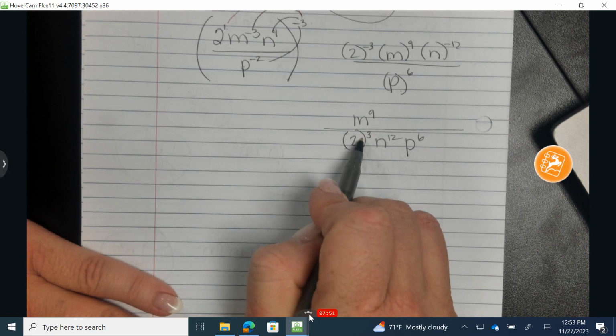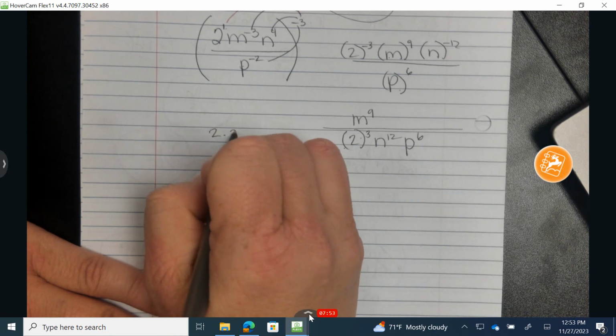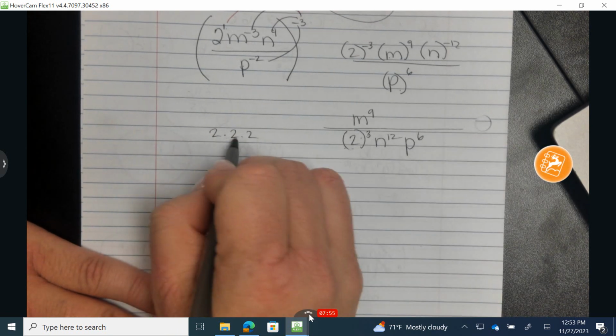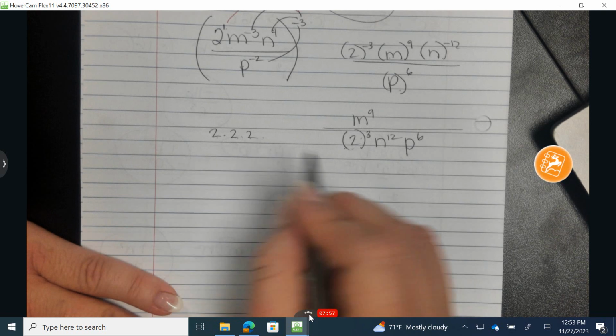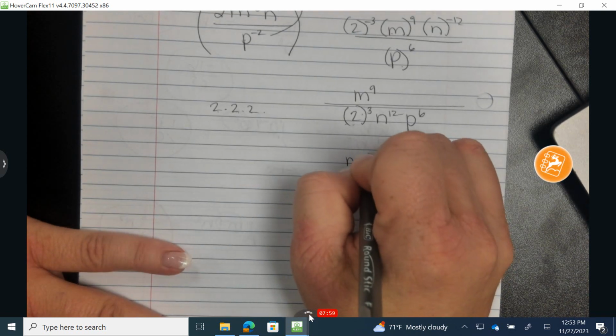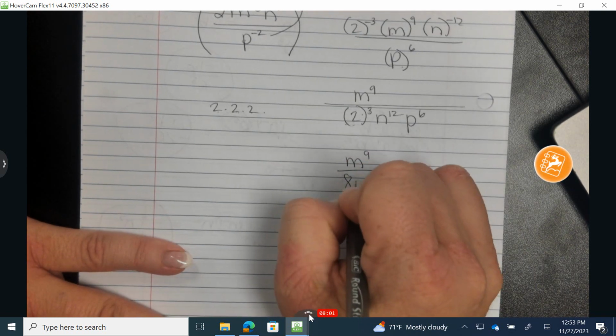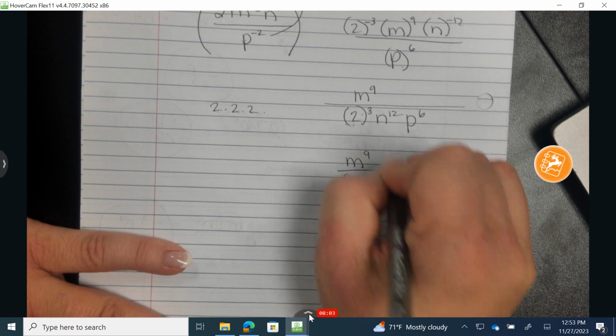What is 2 to the third? That is not 6. That means 2 times 2 times 2. The base times itself 3 times. 2 times 2 times 2 is 8. And I can simplify this to m to the 9th over 8, n to the 12th, p to the 6th.